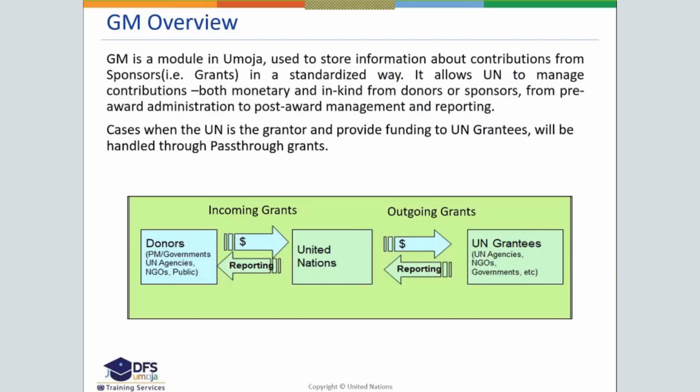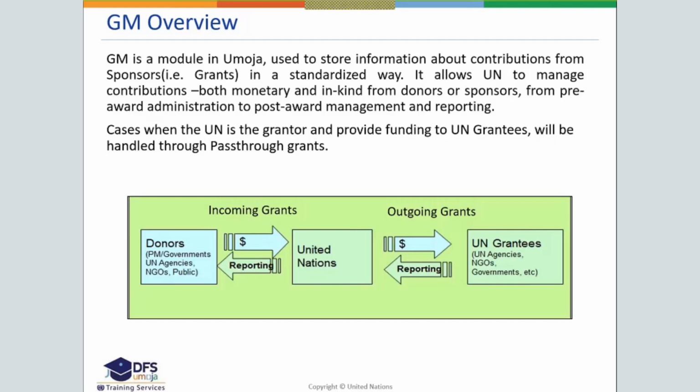Sometimes the UN is the grantor and provides funding to different grantees, for example, UN agencies or NGOs. That is when we have in place the pass-through grants that we will see later on. So this is a summary of the process. You see, here we are, the United Nations. When we receive incoming grants from donors, we have to handle them in our system and, at the very end, report. And if UN grantees are acting as implementing partners for the United Nations, the UN will receive reports from them, and on some occasions we report as well to the donors.